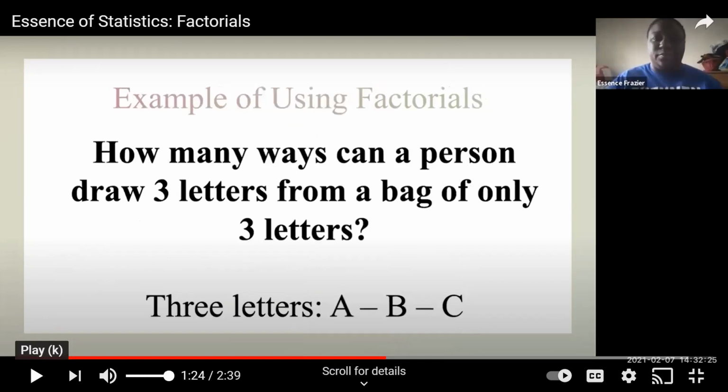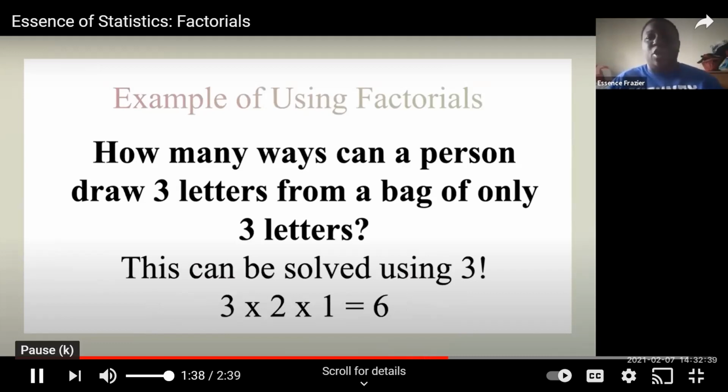All right, I'm going to continue on. We're going to skip that slide since Jasmine helped us. Now let's do another example using letters. How many ways can a person draw 3 letters from a bag of only 3 letters? And let those 3 letters be A, B, and C. Again, by using factorials, we just need to multiply 3 times 2 times 1. That gives us a final product of 6.